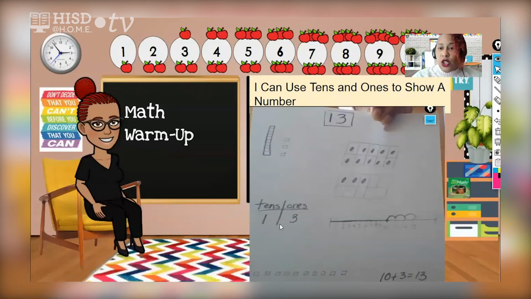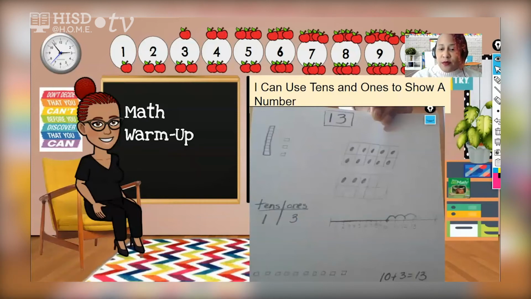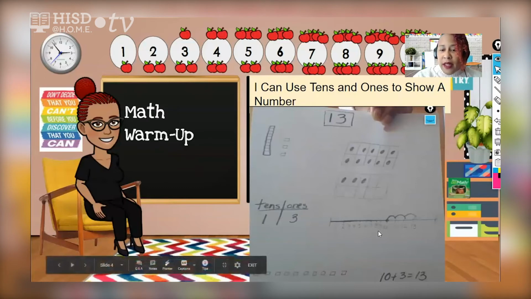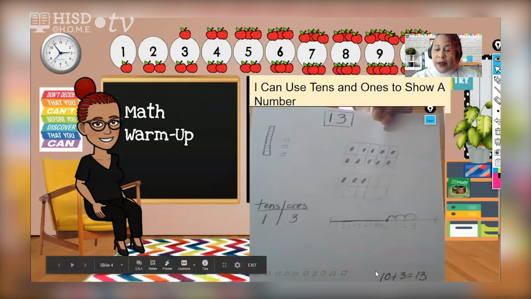To represent it with a chart, I said 1 ten and 3 ones. 1 ten and 3 ones equals 13. Next, look at my number line. On the number line, I shaded in the first part of the number line to show 10. I stopped at the number 10 and then counted on by ones. 10, 11, 12, 13. Did you get all of that on your paper? For expanded form, I put 10 plus 3 equals 13.